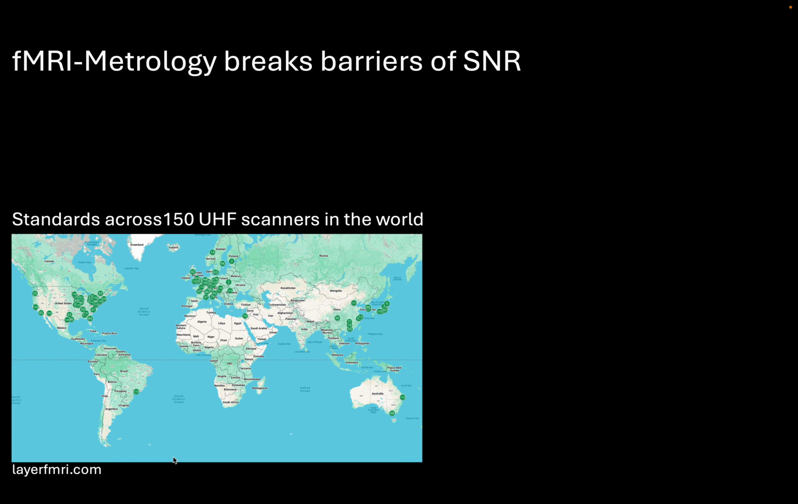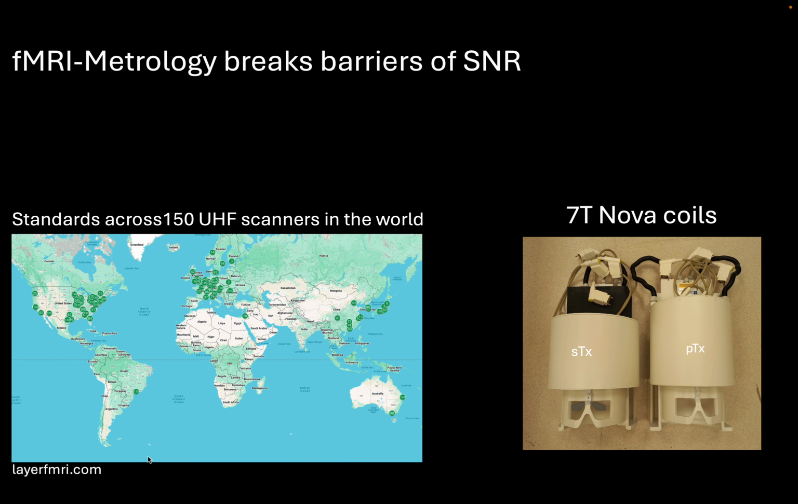Aside from maybe a handful of exceptions, some of those folks in the room, all those scanners have these two coils, right? The STX and the PTX Nova coils. And these coils emerged from an engineering challenge a couple of decades ago to an FDA clinically approved product. But we have absolutely no standards among them. We have no idea what's even in them, right? Every center has these coils, but I don't know which one to use for fMRI. I don't care much about B1 plus homogeneity. So which one do I use? The STX or the PTX coil, right?